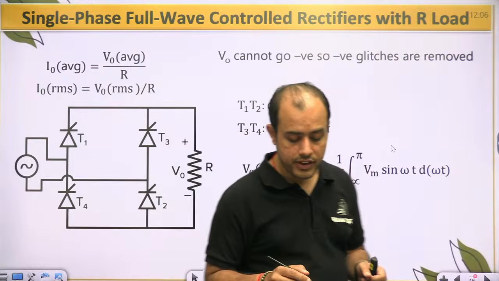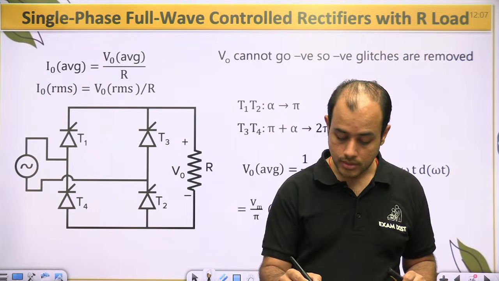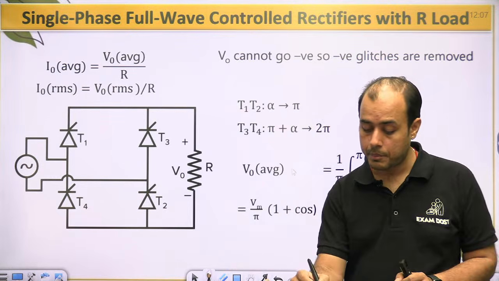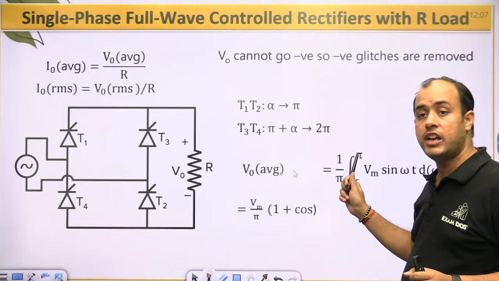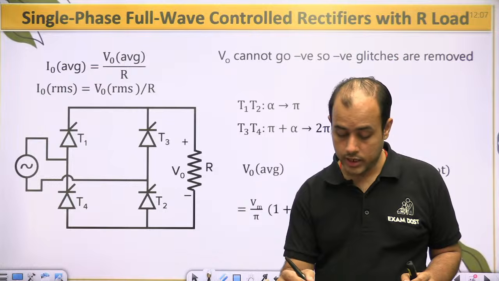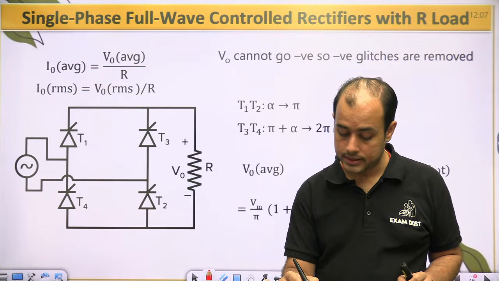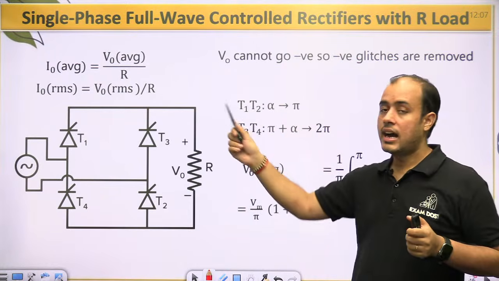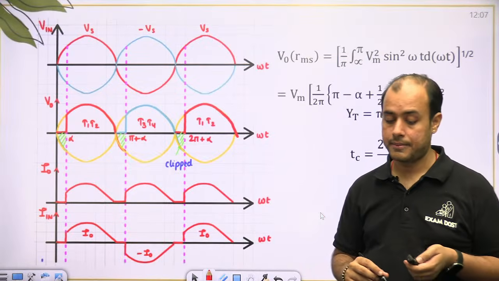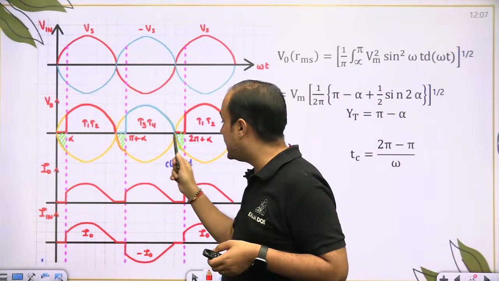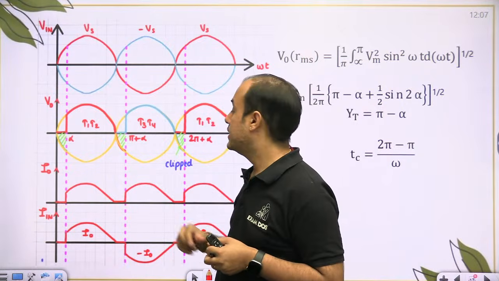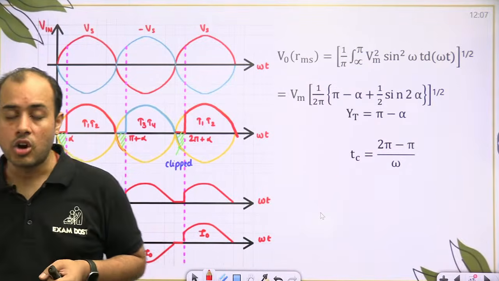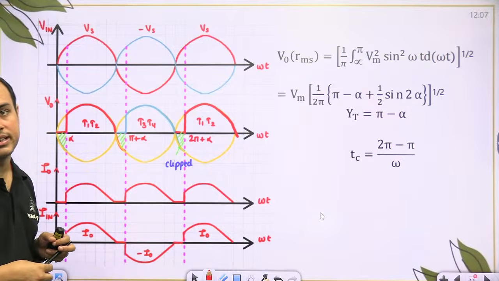So now beta, when we are taking the average, it is full wave rectifier, so period is pi. Integration will be from alpha to pi. So it will come out as Vm by pi (1 plus cos alpha). Okay? And I average will be V average by R. I RMS will be V RMS by R. So you see, these negative glitches are deleted. ये जो negative वाला portion है delete हो गया, because V0 cannot be negative in case of a resistive load.